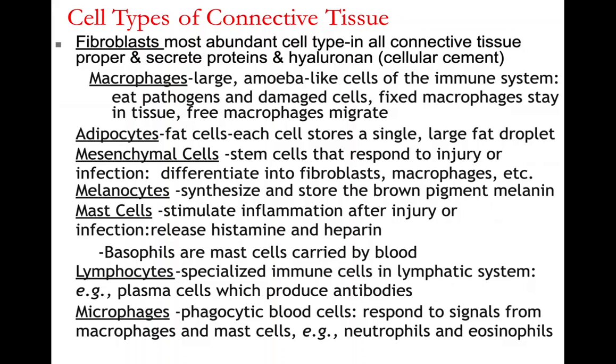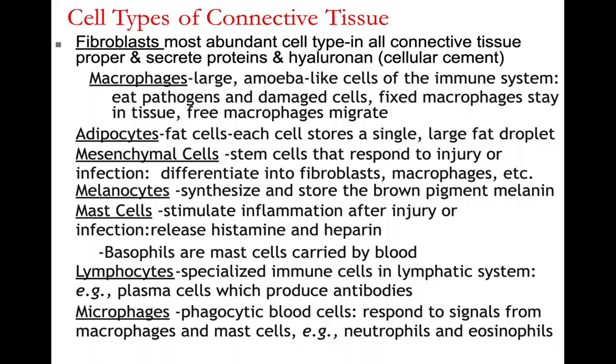These are some examples of cell types. So a fibroblast, a blast is a cell that's going to build something. It's the most abundant cell type in all the connective tissues. They're going to secrete proteins and hyaluronin, which is like a cellular cement. It's also going to be rather slippery.